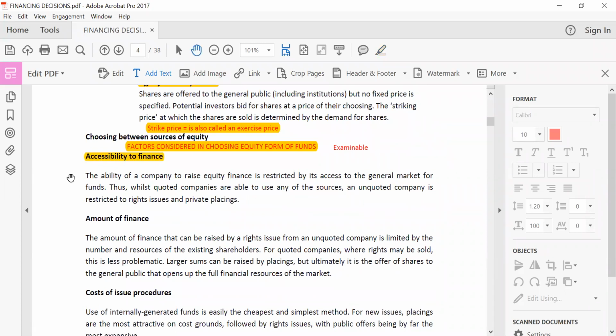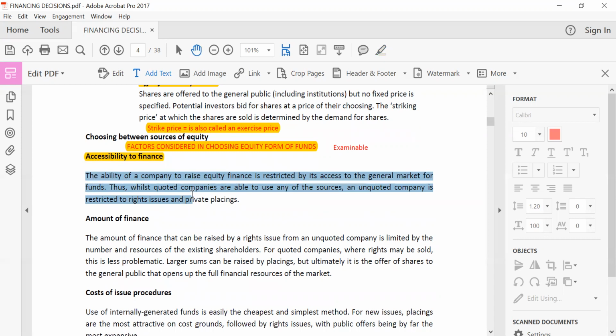So let's look at some explanation over here, at least to help individuals. The ability of a company to raise equity finance is restricted by its access to the general market for funds. Thus, whilst a quoted company is a company which is listed on the stock market or the stock exchange, it is easy. You can just buy that, right?